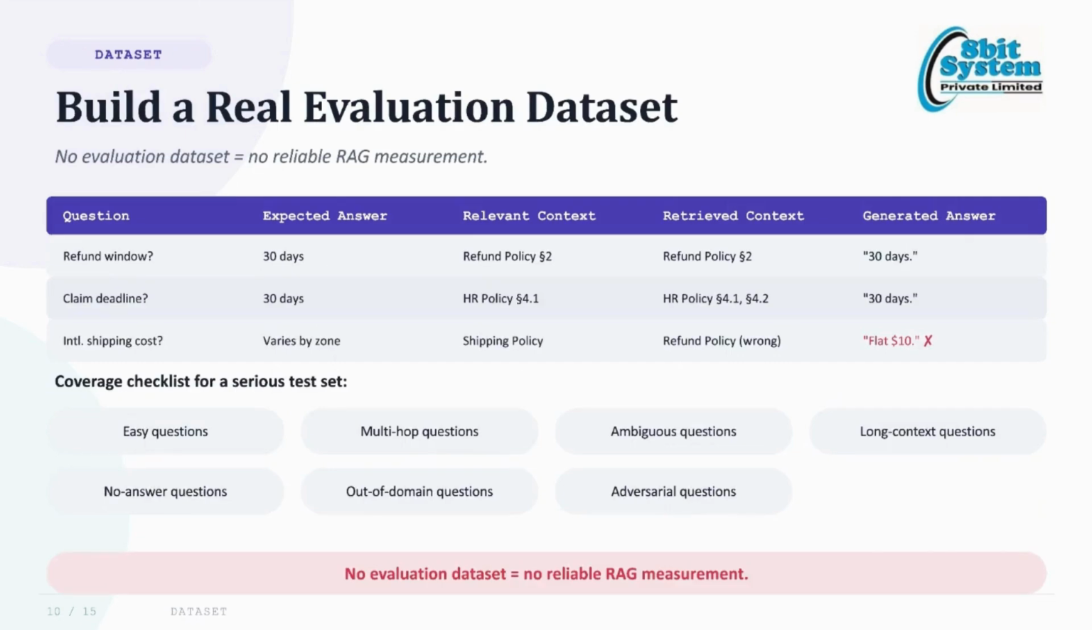None of these work without a real evaluation dataset. Build rows with the question, the expected answer, and what was actually retrieved versus generated. That's how you can catch a retrieval failure instantly. Cover easy questions, multi-hop, ambiguous, no answer, and adversarial cases. No evaluation dataset means no reliable RAG measurement.